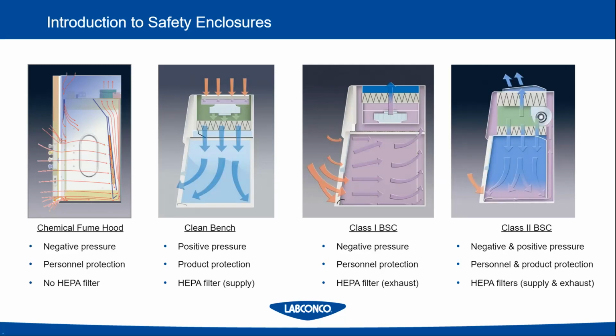And finally, we get to a Class 2 biosafety cabinet. This uses both negative and positive pressure and dual HEPA filters to contain the air inside the work area through a HEPA filter, and then exhaust through a separate HEPA filter. So this means that whatever is on the inside of the work area stays on the inside, whatever is on the outside stays on the outside, and it only passes through HEPA filters before going in or out of the biosafety cabinet.